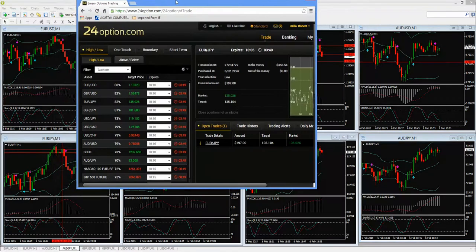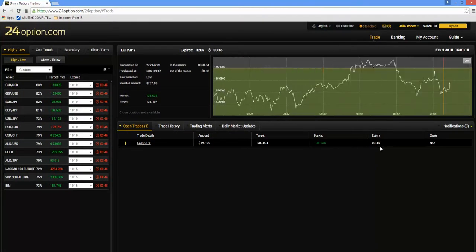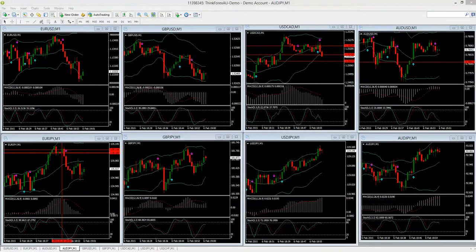Move this trade back in here from the 2-4 options. I have 3 minutes and 45 seconds. It's kind of moving up there again. 135.104 is what we entered at, currently at 135.04. So about 6 pips. Hopefully it doesn't move up too strongly there. Got 3 minutes and 27 seconds left.